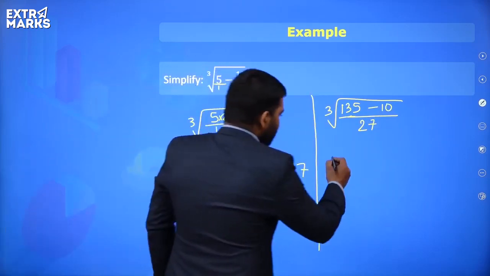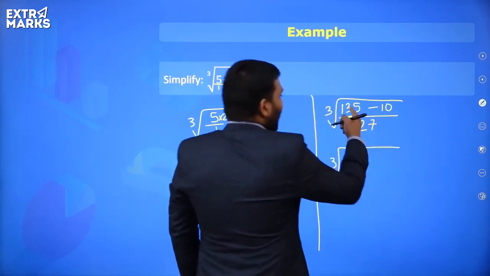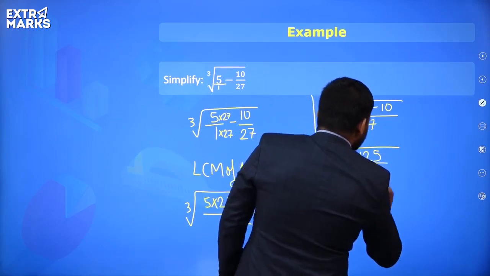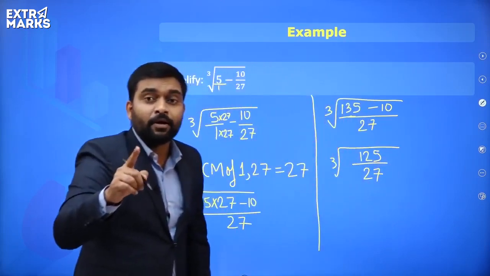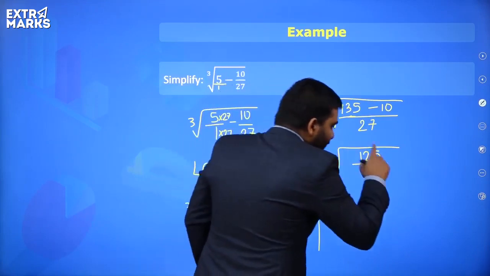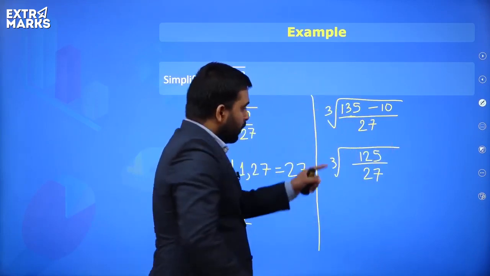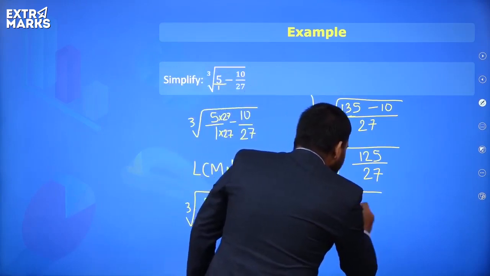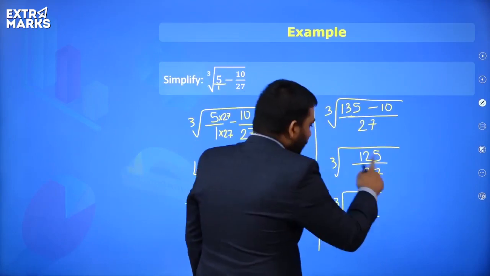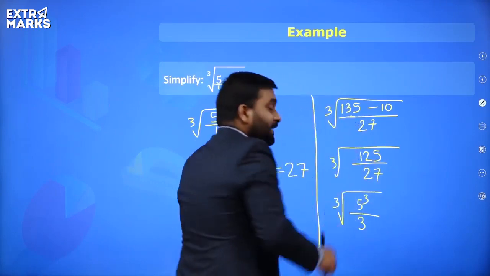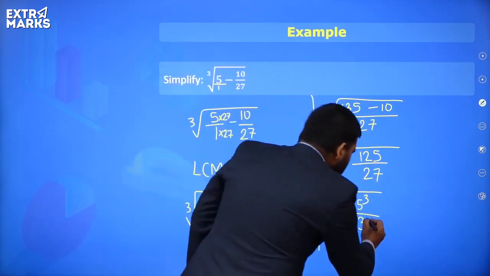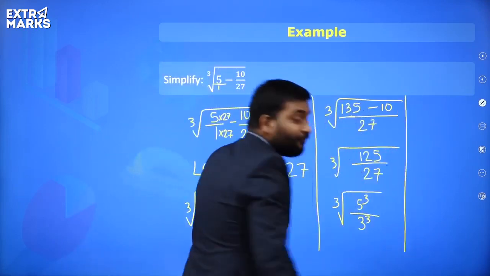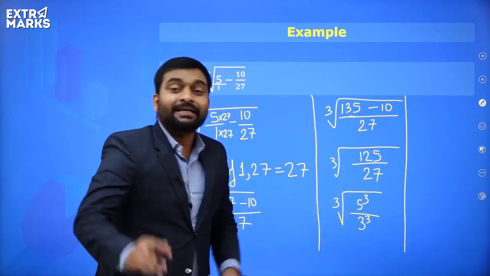Everyone now observe. How much will you get? Cube root of 135 minus 10, which is how much? 125, divided by 27. So everyone, if you all remember, the cube root of 125 is how much? You'll say, sir, it is 5 cube. If you all remember that, 5 cube divided by 3 cube, because 27 is equal to what? 3 cube only.